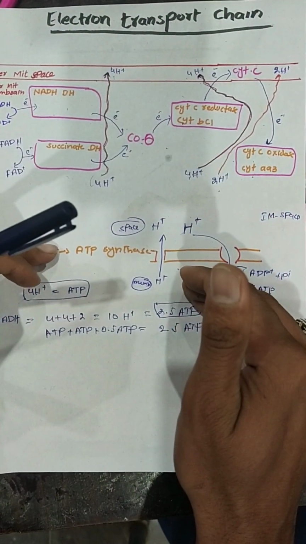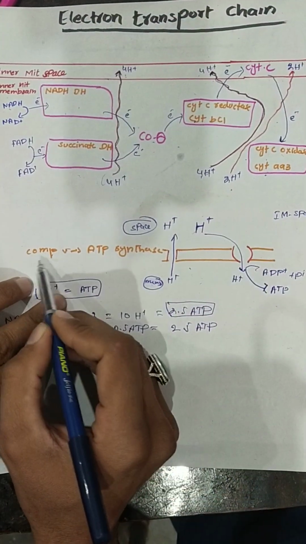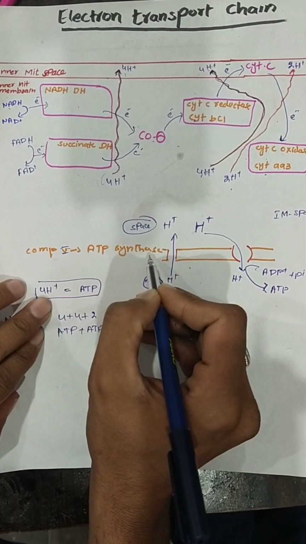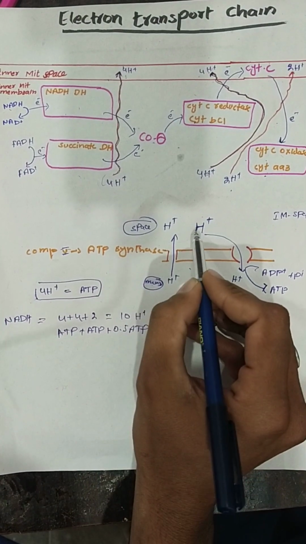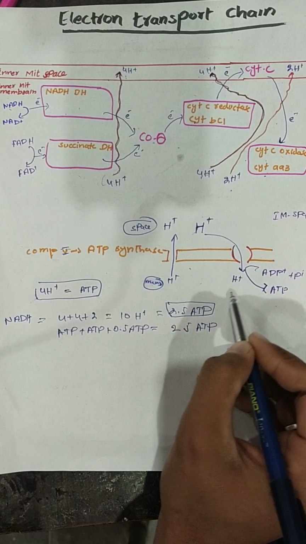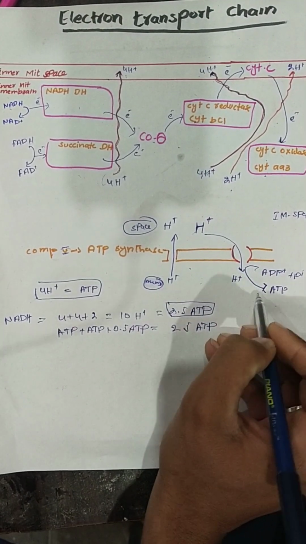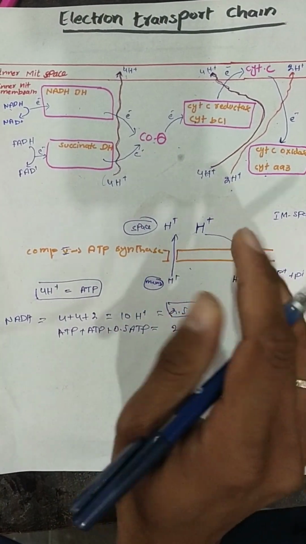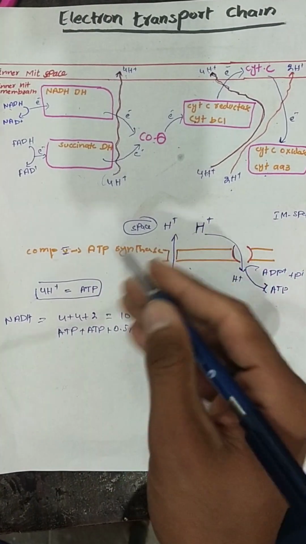So when these hydrogen ions are in large concentration and move down this concentration gradient, this gradient energy is coupled with the help of complex 5. So complex 5 is ATP synthase. Hydrogen ions move through this ATP synthase down the concentration gradient, and this gradient energy is used in the formation of ATP. This formation of ATP by using the hydrogen concentration gradient is called the chemiosmotic theory.